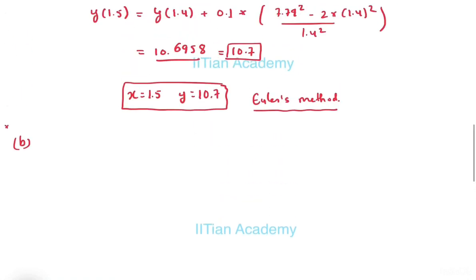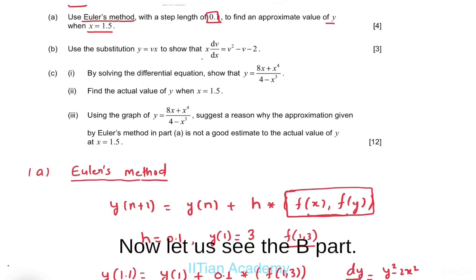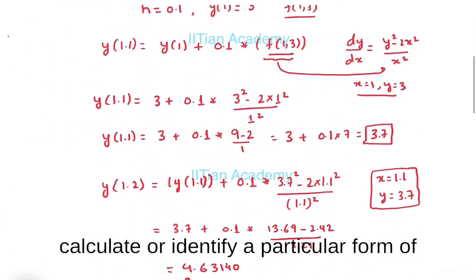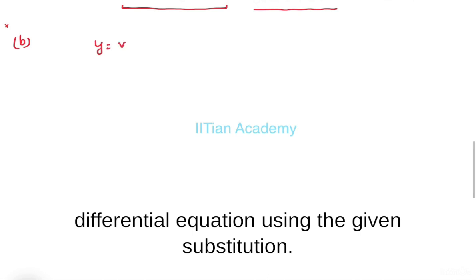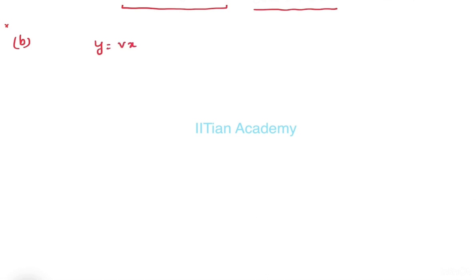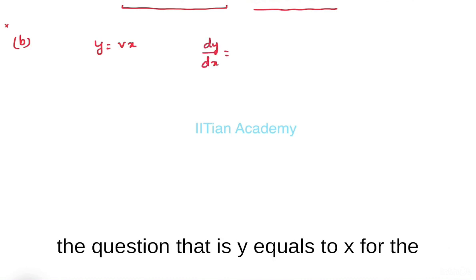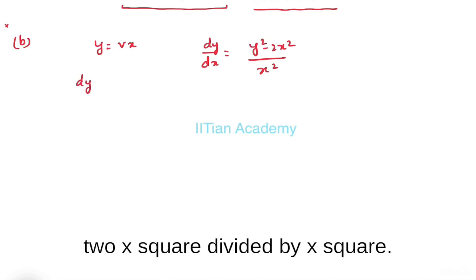So now let us see the B part. In the B part, we have to identify a particular form of differential equation using the given substitution. So we have to use the substitution as given in the question, that is y equals Vx, for the differential equation dy by dx equals y square minus 2x square divided by x square.